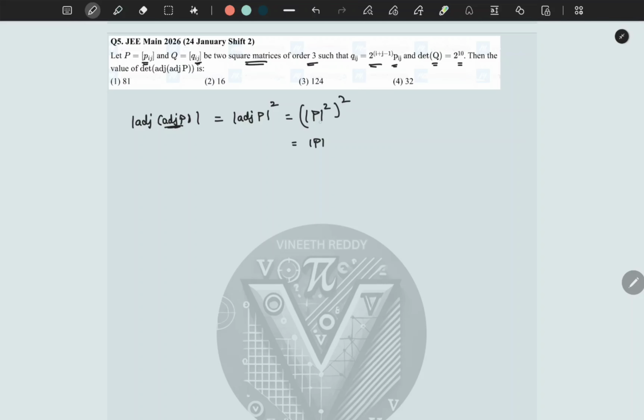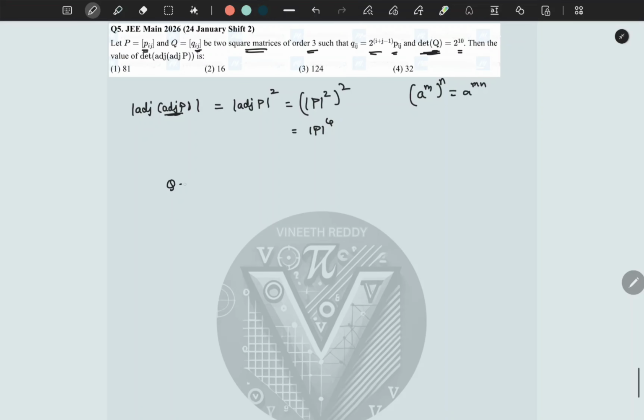So it should be determinant of P to the power, A power m whole power n will be A power m into n. So it should be determinant of P whole power 4. Ultimately, we need to get a relation. Determinant of Q is 2 raised to the power 10. So we'll do one thing, we'll construct a matrix Q.